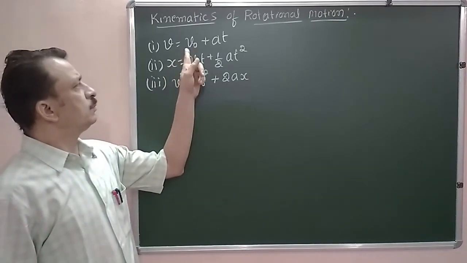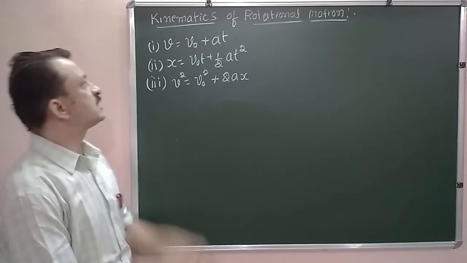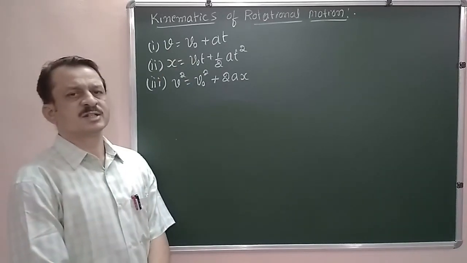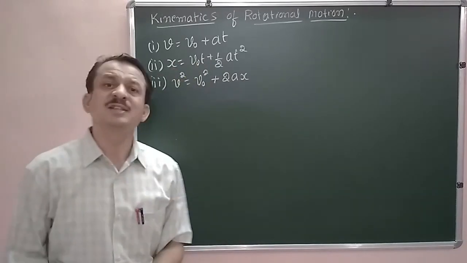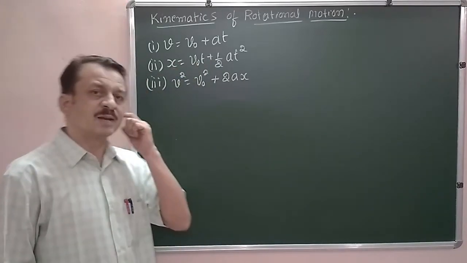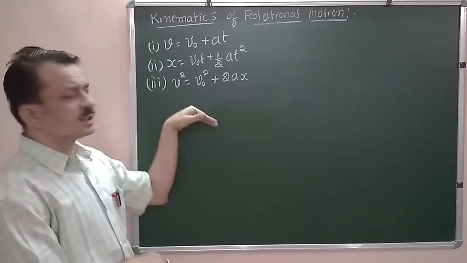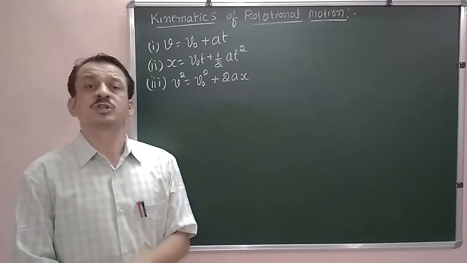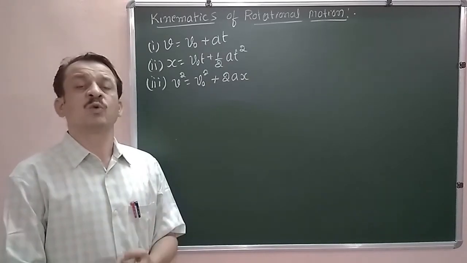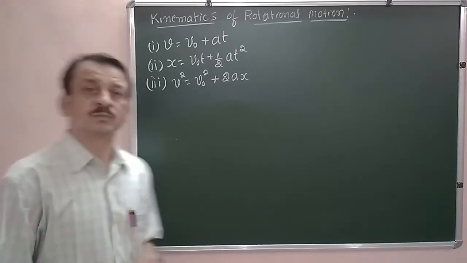where we have studied v naught is the initial linear velocity and v is the final velocity, a is the acceleration and t is the time taken and x is the displacement. Now these are three kinematic equations in linear motion. Now similar to that of kinematic equations in linear motion, we are going to have three kinematic equations in rotational motion.